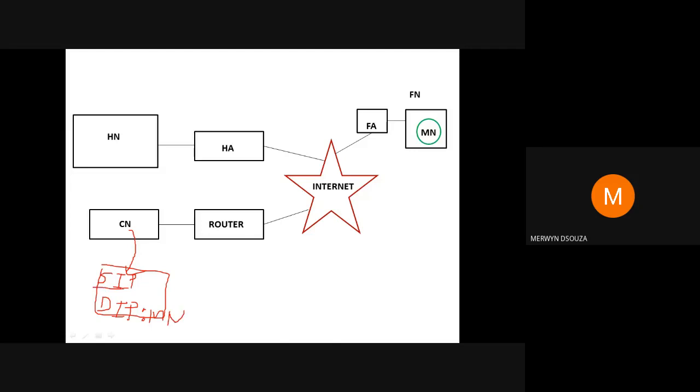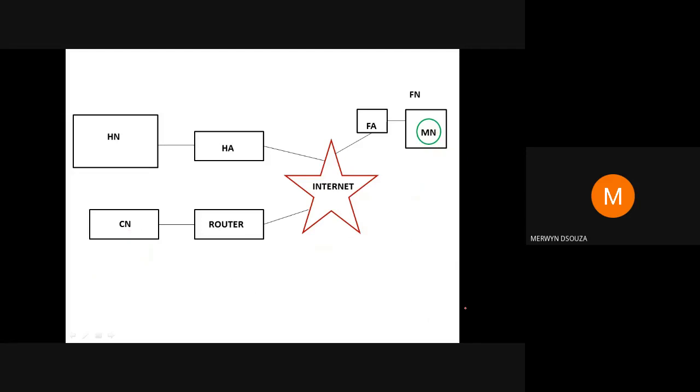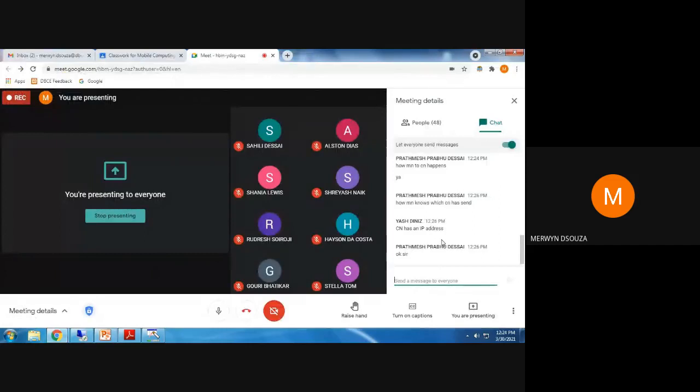So based on the source IP address, the MN will be replying to the source IP address. Whenever it is sending a packet to the CN, it will be putting this IP address of the CN, which it obtains from the previous packet it had received, and that is the way it will reply to the correct CN, if that is what you are asking.